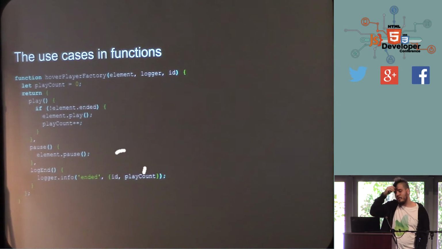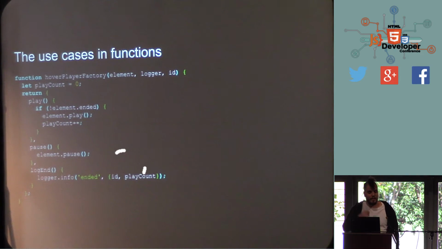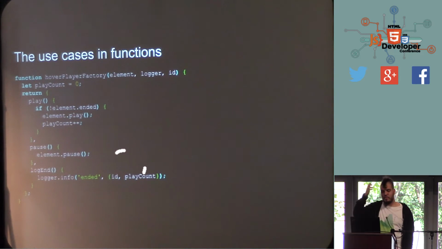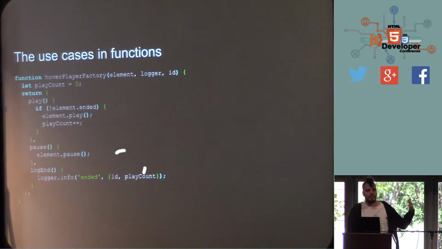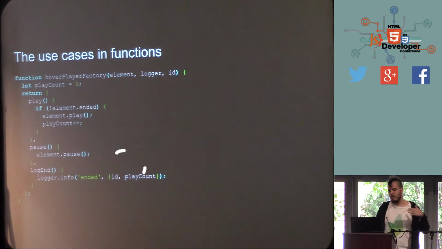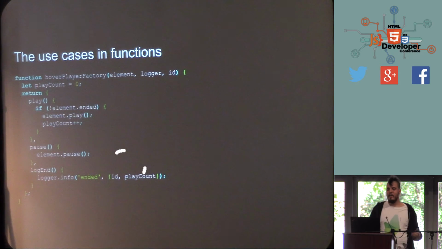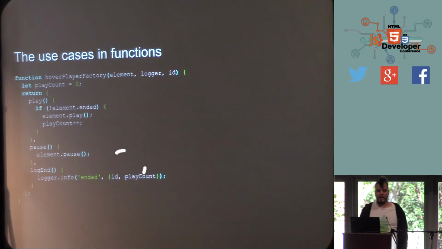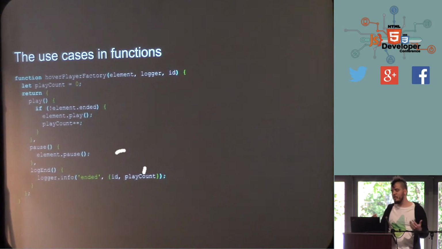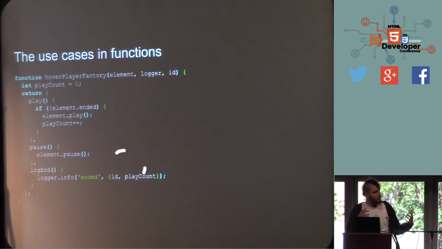Yeah, so how does it look like to implement this factory? It's fairly easy. Every use case is a function, so the play use case would use these entities. It queries the DOM element. If it's ended or not, it will call the play if it's needed. It increments the play count, and so on and so forth. And also, on the log end, we will call this logger entity.